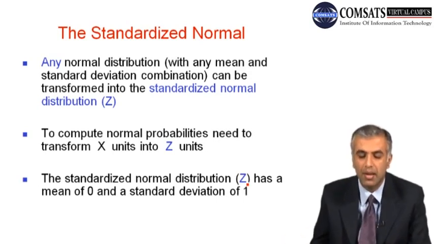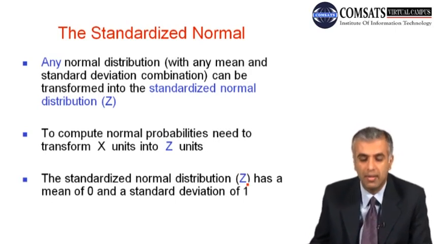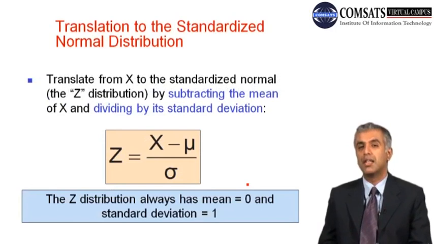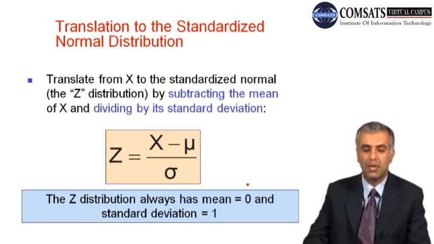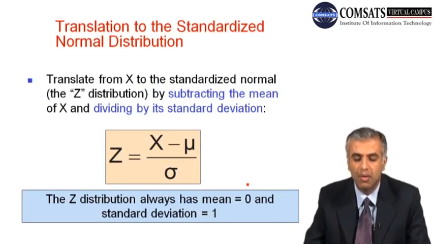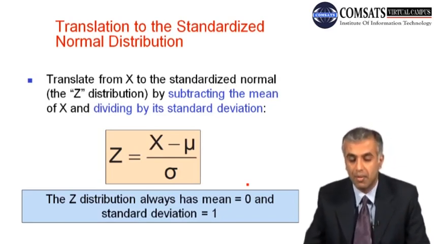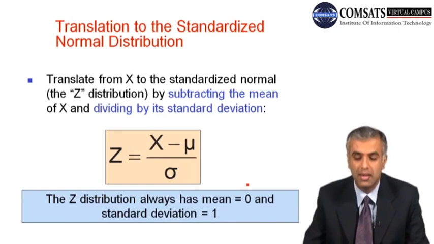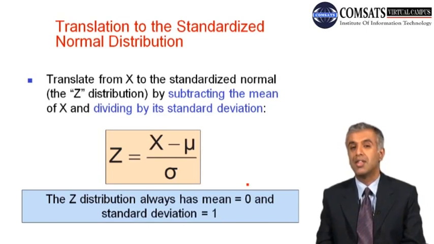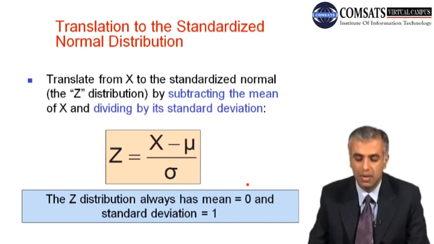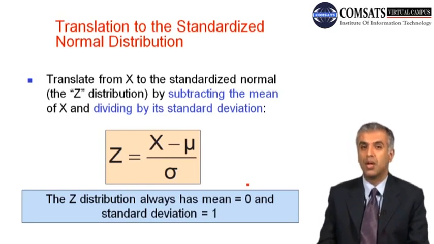So this is the standard format, which is a standardized normal in this case. Now coming to this point, we can transform this whole conceptual idea into mathematical formulas. Let's say we translate from x to the standardized normal: by subtracting the mean of x and dividing by its standard deviation, we get the standardized normal value. The z distribution always has a mean of 0 and a standard deviation of 1.